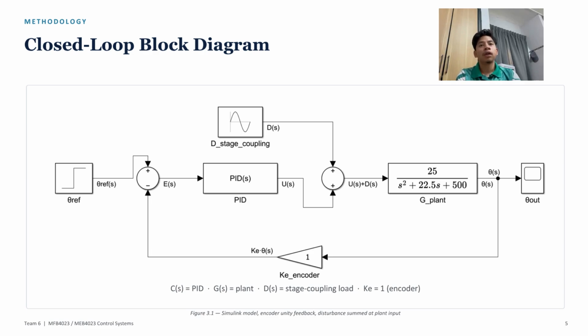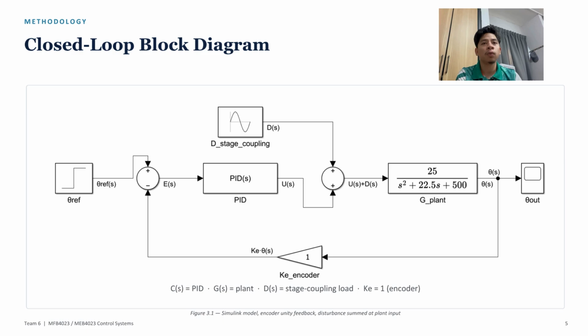Next, this is how it all connects. The reference vane angle comes in and gets compared against the measured angle through unity feedback from the encoder. The error drives the PID controller, and the PID output is combined with the disturbance before hitting the plant. That disturbance, the stage coupling torque, is summed in right at the plant input because physically it is a real torque acting on the actuator linkage, not something corrupting the sensor.